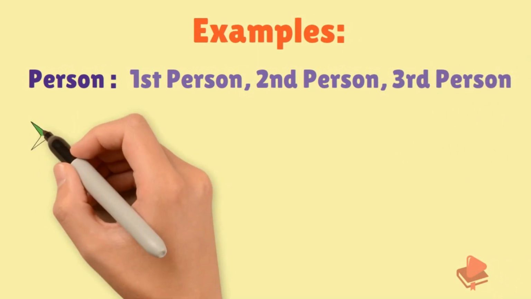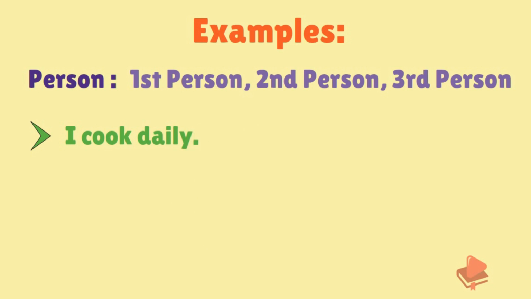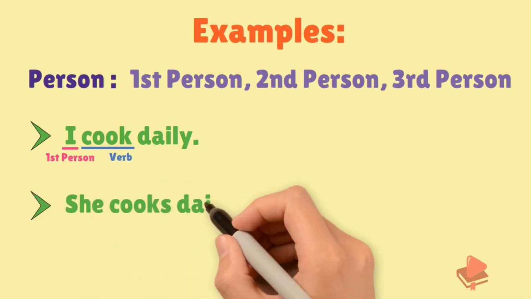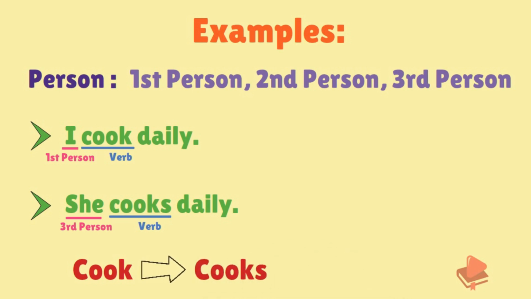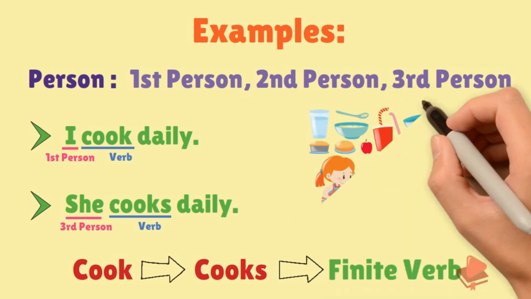For example, I cook daily. The subject I is a first person. And the verb here is cook. Now let's see one more example. She cooks daily. Here, the subject she is in the third person and the verb is cooks. We can see here that the verb cook is changed to cooks as per the person. So both the verb cook and cooks are finite verbs.